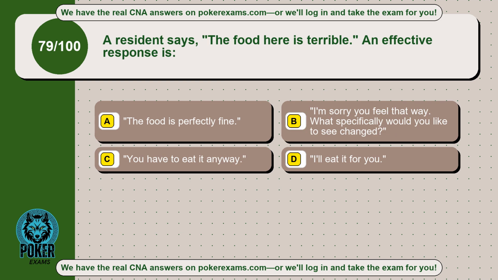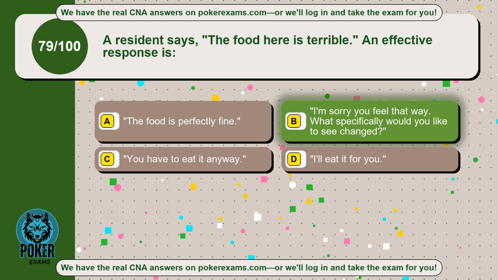Question 79. A resident says, "The food here is terrible." An effective response is: Option A, the food is perfectly fine. Option B, I'm sorry you feel that way. What specifically would you like to see changed? Option C, you have to eat it anyway. Option D, I'll eat it for you.